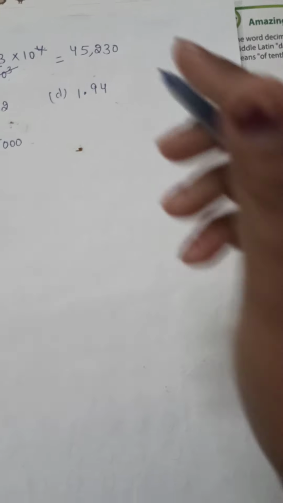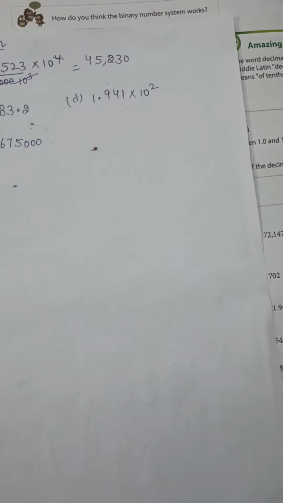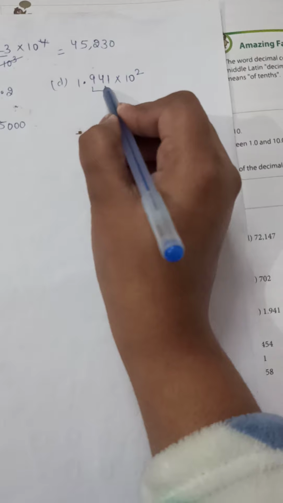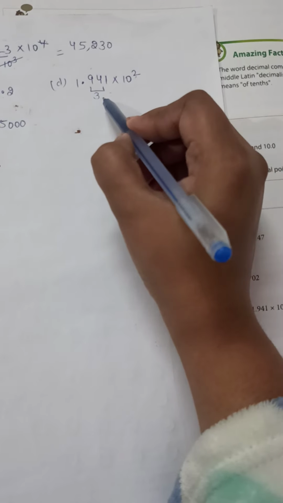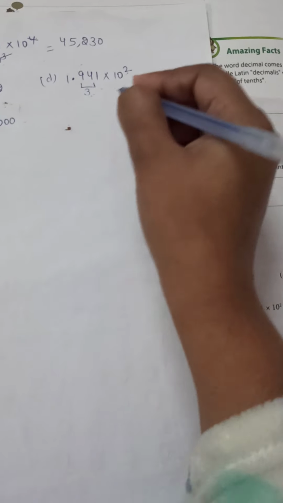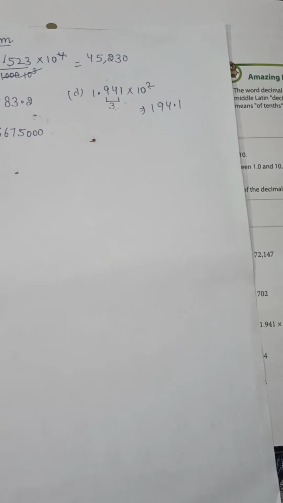Now see one more part, D part, that is 1 decimal 941 multiply by 10 to the power 2. Now see here, how many number are there? 3. यहाँ पे 2 हैं, so आपका एक number less कहाँ आएगा? नीचे। So नीचे means आप क्या करेंगे उसको put the decimal in the question.